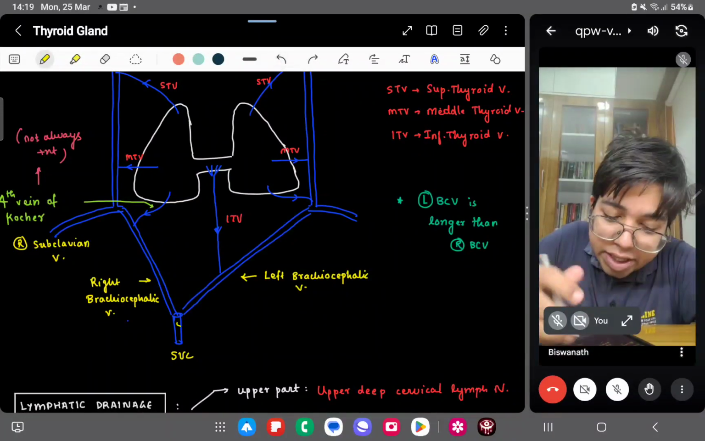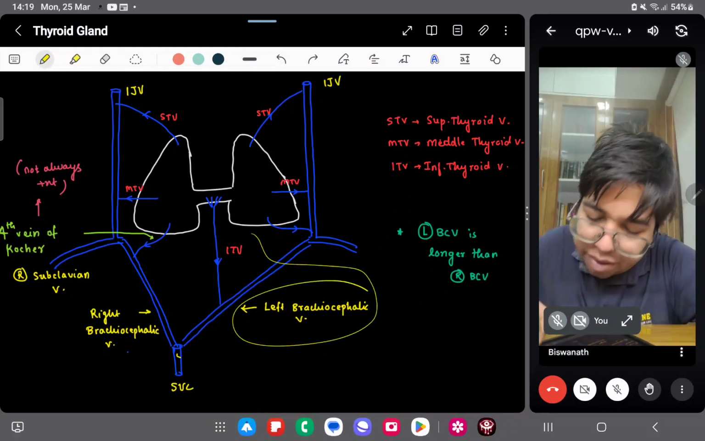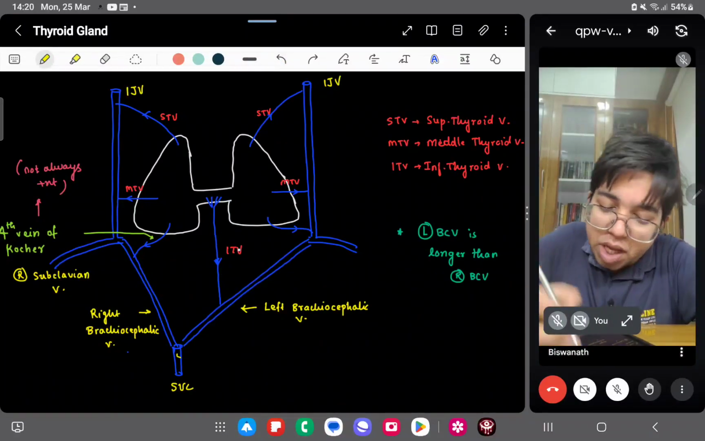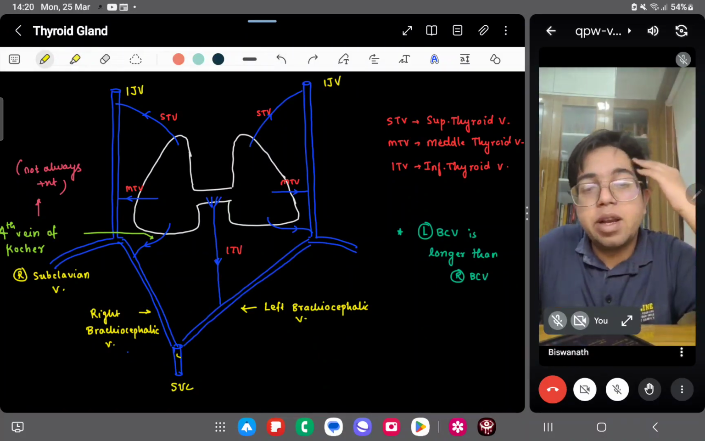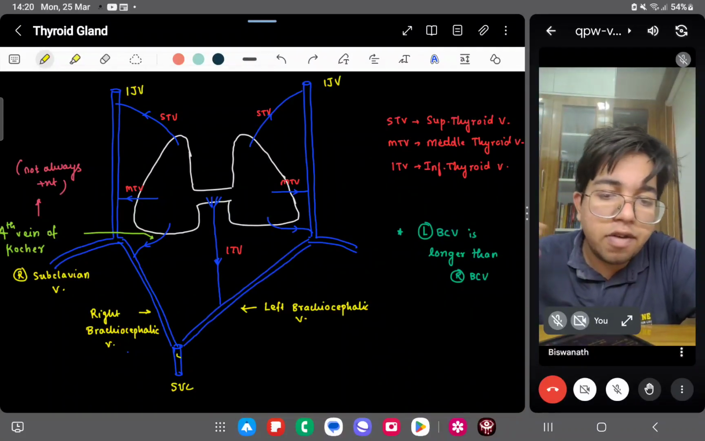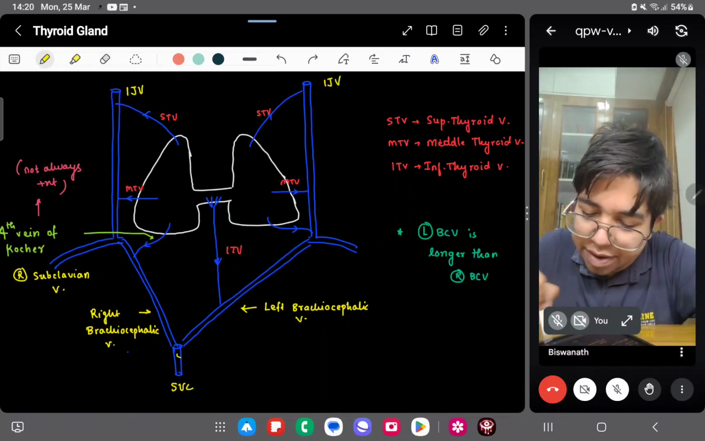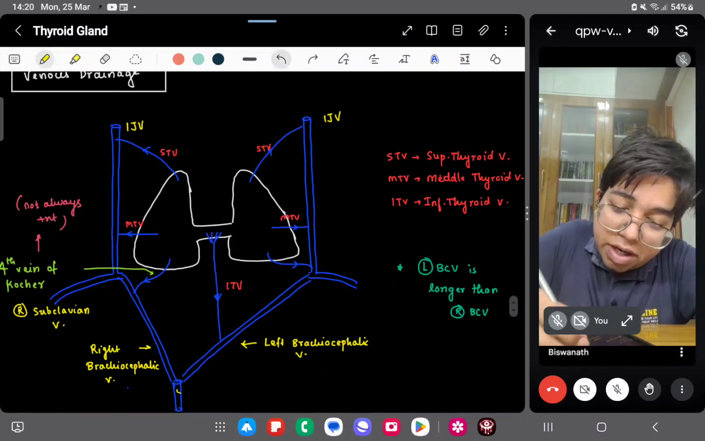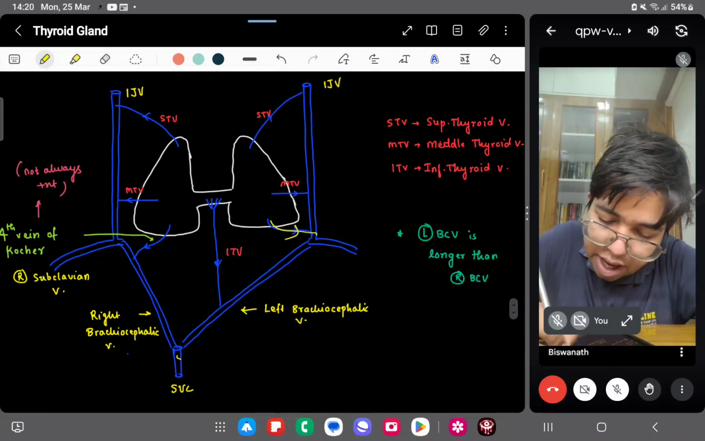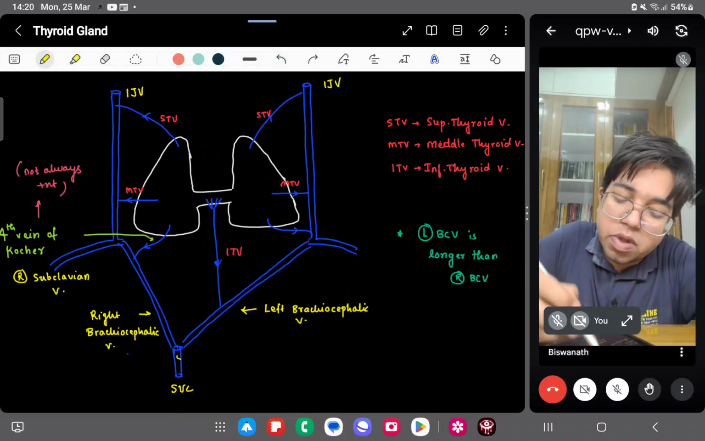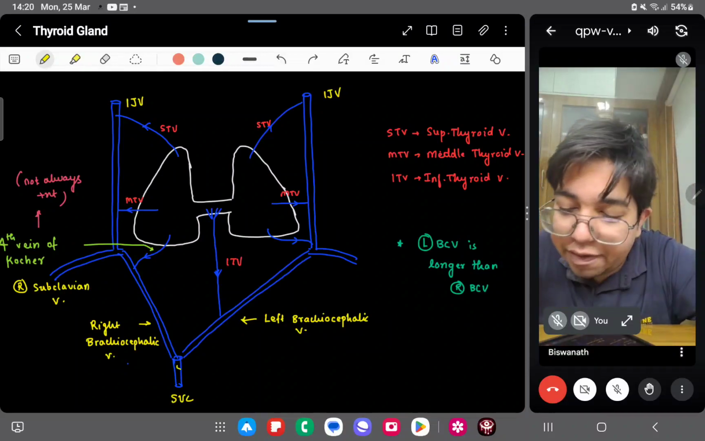From the left brachiocephalic vein there originates something called the ITV. Just remember this point, that from the left originates our ITV, not from the right. This inferior thyroid vein, not originates, basically it drains, because it's a vein, so it is taking the blood away to the heart. So this ITV is draining into the left brachiocephalic vein, and STV into the internal jugular vein, MTV into the same internal jugular vein, and another, the fourth vein of Kocher. Understood? And the left brachiocephalic vein is always longer than the right brachiocephalic vein.